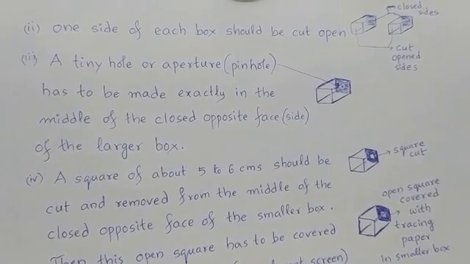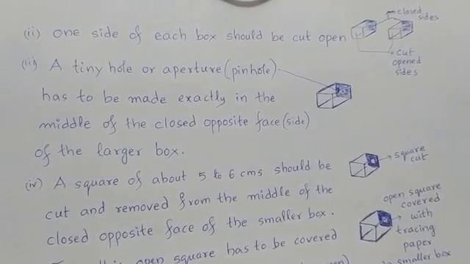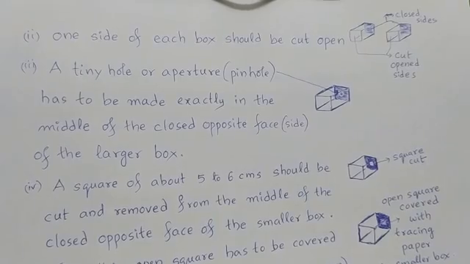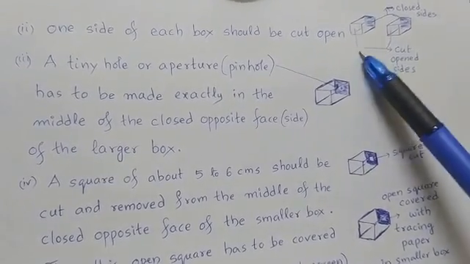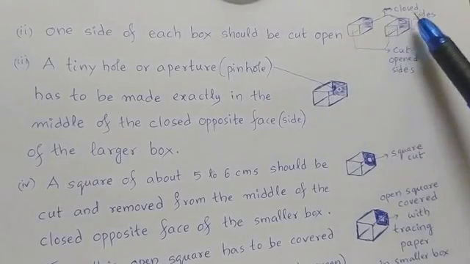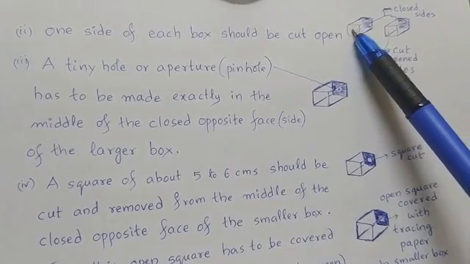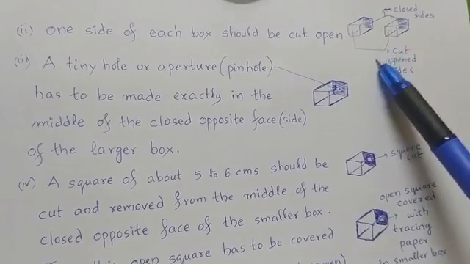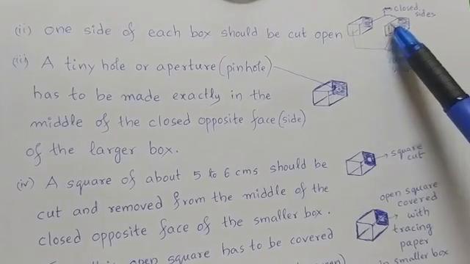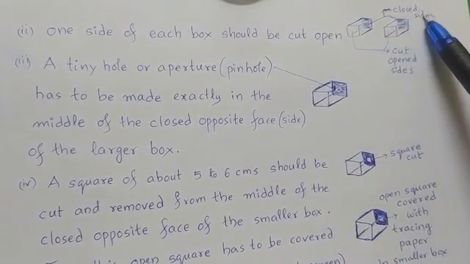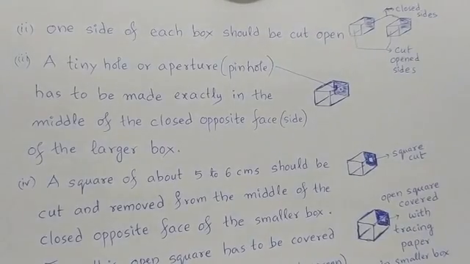After taking the two boxes, one smaller and another larger box, one side of each box should be cut open. See, these are the two sides. On each box, one side is removed, the cut open sides. The other side is the closed side. These are closed sides.